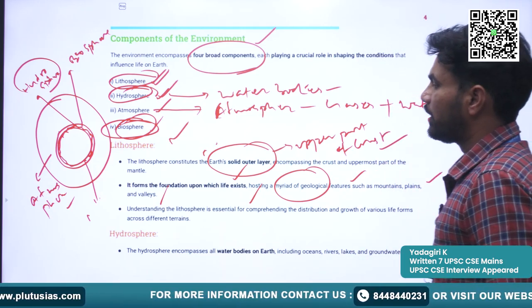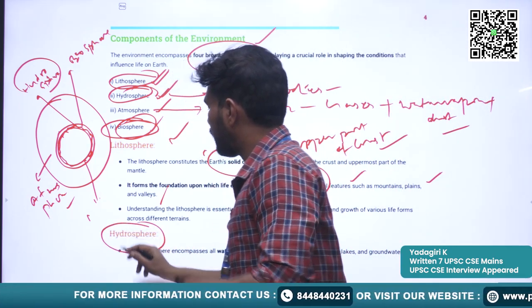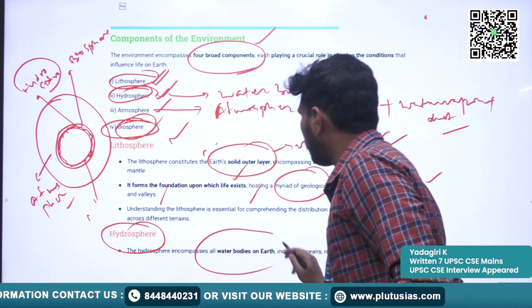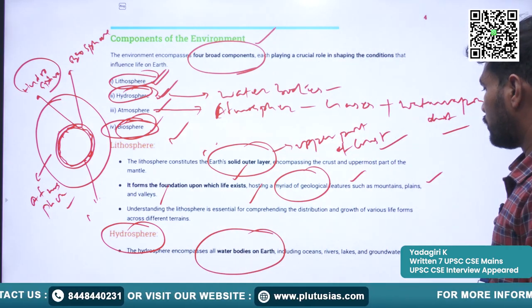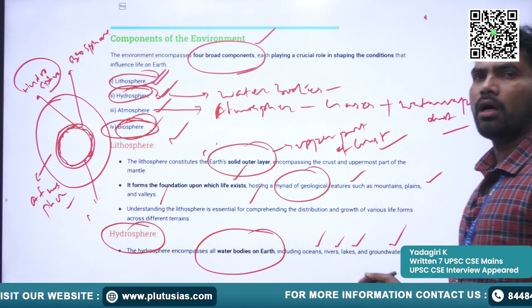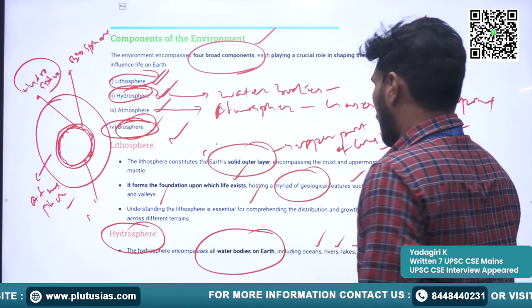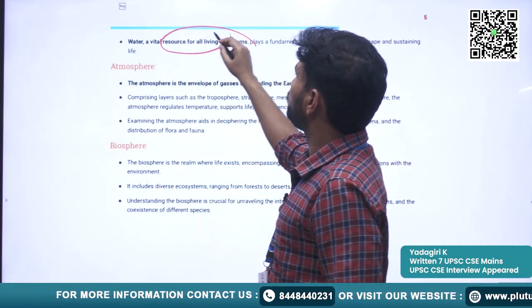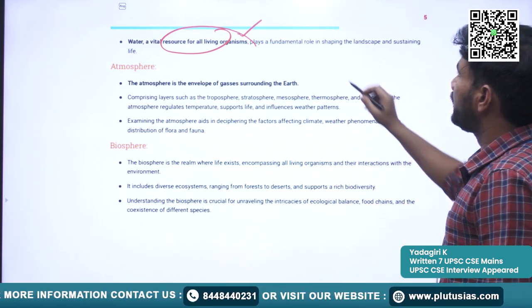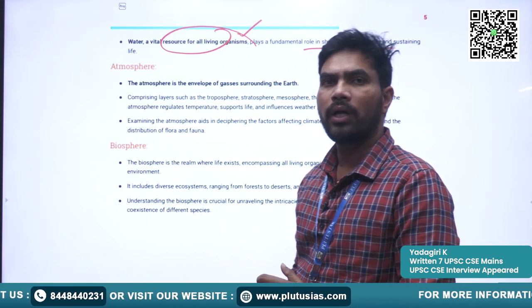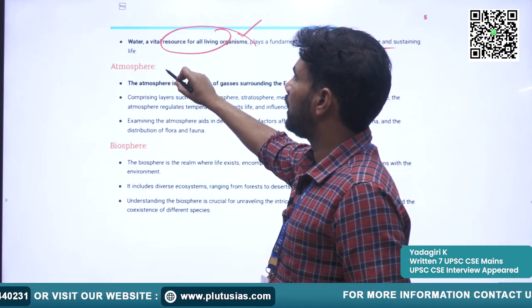Right. Next, another important component is hydrosphere. It encompasses all the water bodies on the Earth. It includes oceans, rivers, lakes, and groundwater is also included in the hydrosphere. Water is a vital source for living organisms, and it plays a fundamental role in shaping the landscape and the surrounding life. The third one is atmosphere.